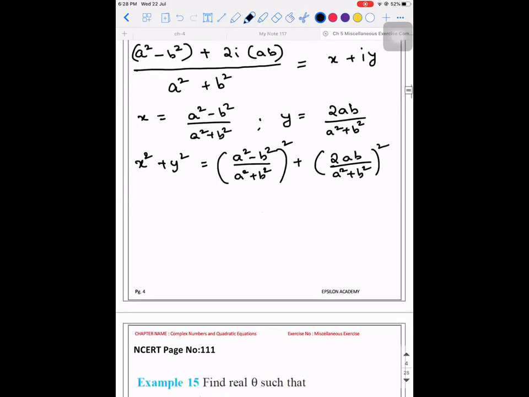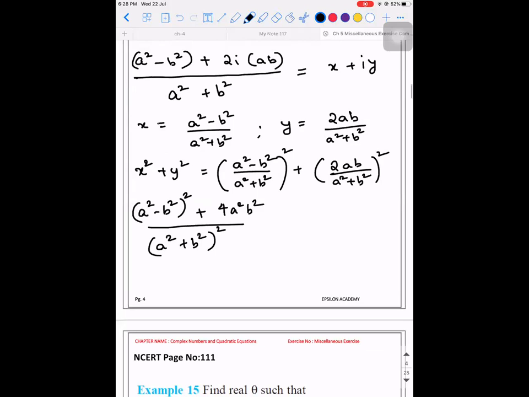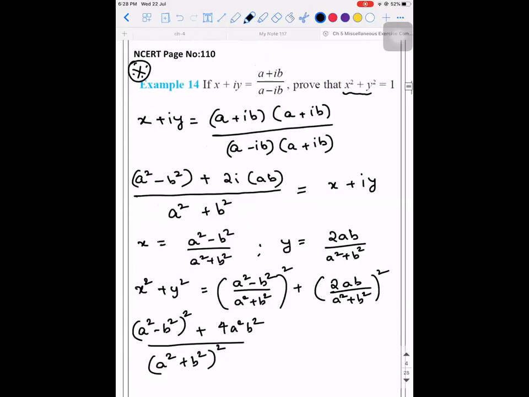So the denominator is a square plus b square, the whole square. But what will the numerator be? It is a square minus b square, the whole square plus 4a square b square. Remember, guys, a minus b the whole square plus 4ab is equal to a plus b the whole square. You guys know this? Okay, so I'm repeating it again. I wrote an important point here. Did you observe? I wrote a minus b the whole square plus 4ab is equal to a plus b the whole square. Clear? Yes, sir.